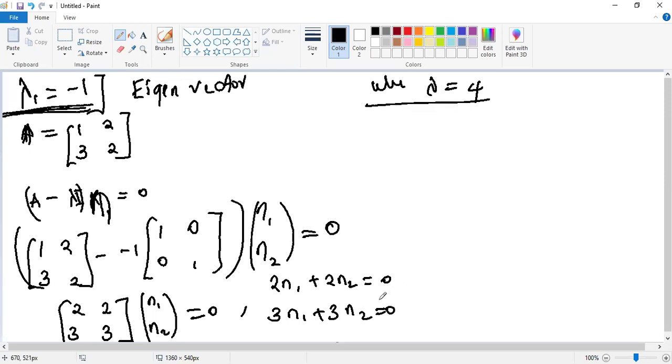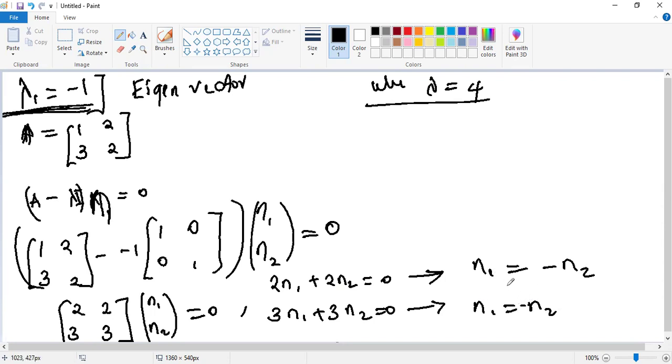Clearly, these equations are more or less similar, because from this one, divide all through by 2. Then what will I have here? I'll have n1 is equal to minus n2. Divide all through by 3. Then what will I have here? I'll have n1 is equal to minus n2.